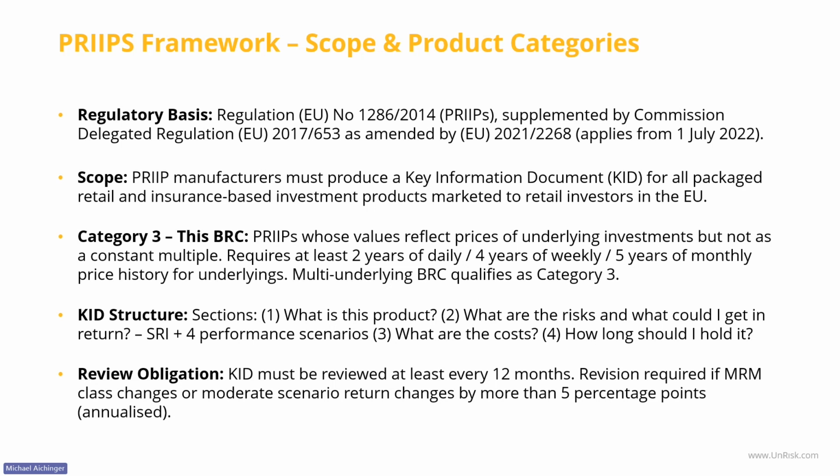This means that you basically recalculate the key ratios, or the selected key ratios, of your PRIIPs KID on a daily basis and monitor them. And if these changes are visible, you have to republish your KID with the updated numbers, but you have to review your KID every 12 months without any trigger.